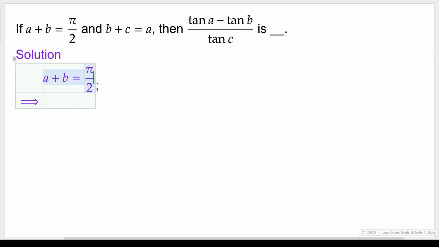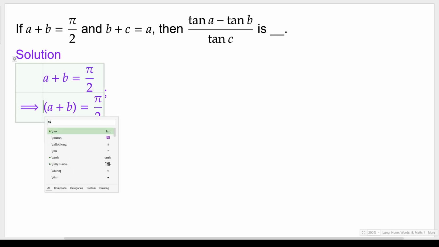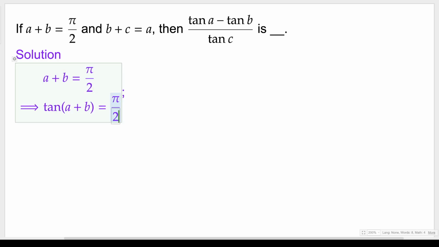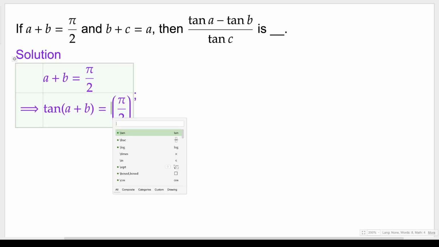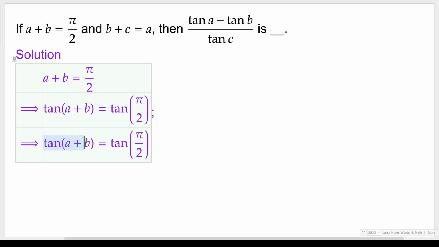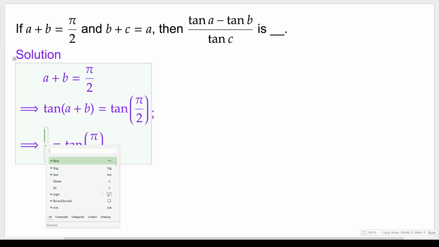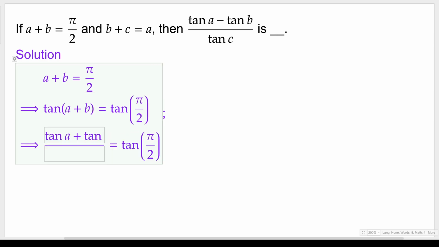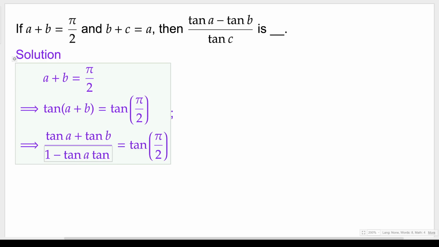Now I will apply the tan function on both sides. Here a plus b is the angle, and on this I will be applying tan, and on pi over 2 I will be applying tan here. Now I will be using the identity for tan of a plus b. So this can be written as (tan a plus tan b) over (1 minus tan a times tan b).